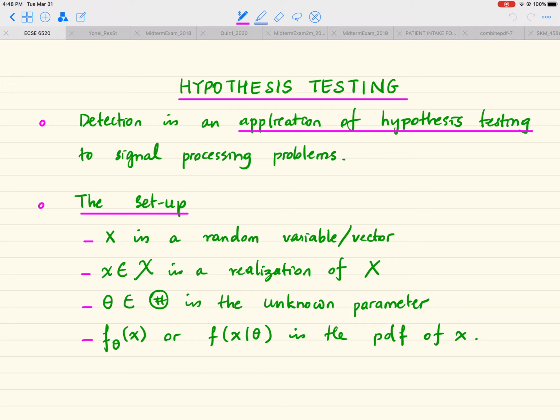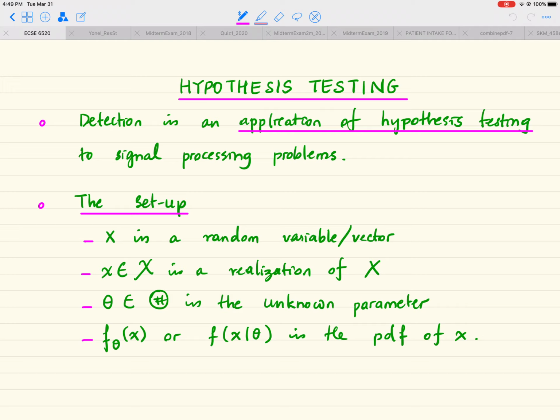Now first, the hypothesis testing. Detection, of course, is a term used in signal processing. Essentially, it's a term coined by radar engineers in the early 1940s. It's an application of what is called hypothesis testing in statistical decision-making to signal processing problems, of course.